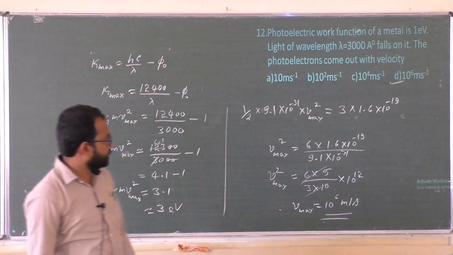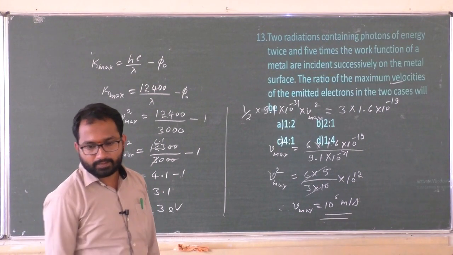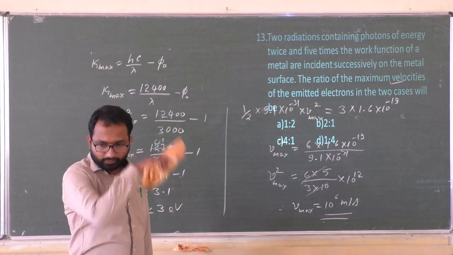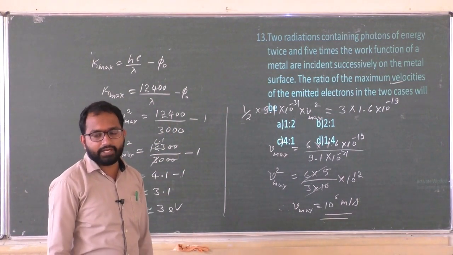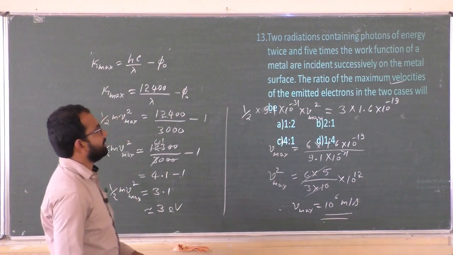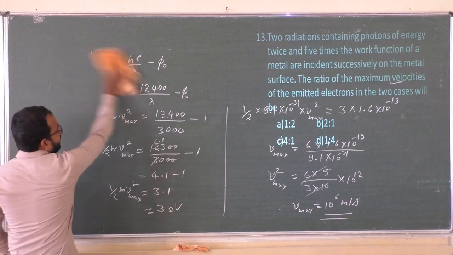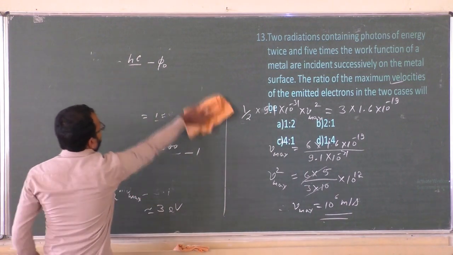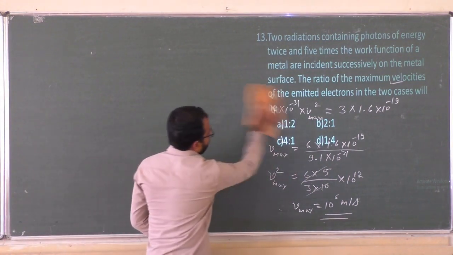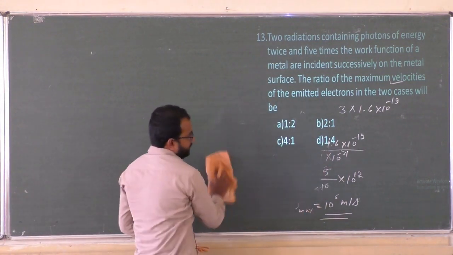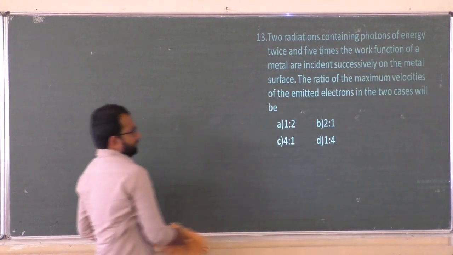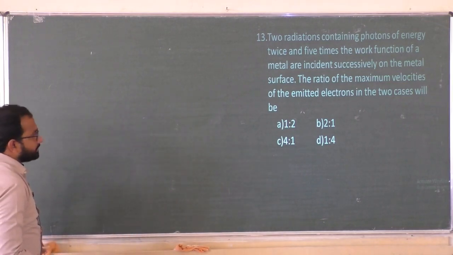Okay, so we move on to the next question. Question number 13. Two radiations containing photons of energy twice and 5 times the work function of a metal are incident successively on the metal surface. The ratio of the maximum velocities of the emitted electrons in the two cases. The options are 1:2, 2:1, 1:4. Which option is correct?